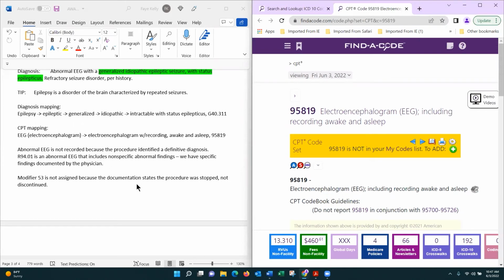It indicates that it was stopped after the activity was accurately recorded onto the computer, and they stopped it before the patient went into another seizure. So there's no indication that there was a discontinuation.